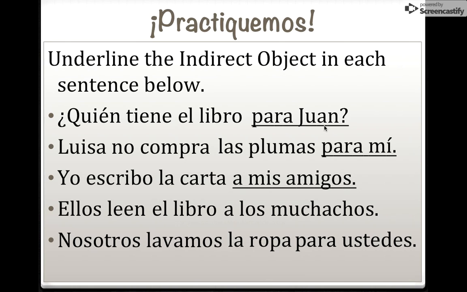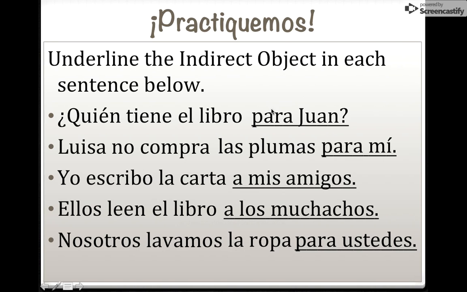Ellos leen el libro a los muchachos. They read the book to the boys. So who are we doing this action for? We're doing it for the boys. Nosotros lavamos la ropa para ustedes. So we wash the clothes for you, in the plural formal form. Who are we doing this action for? Para ustedes. Okay, so it's super easy.